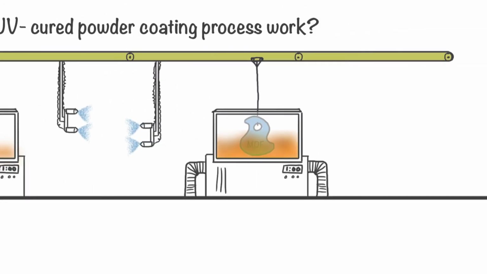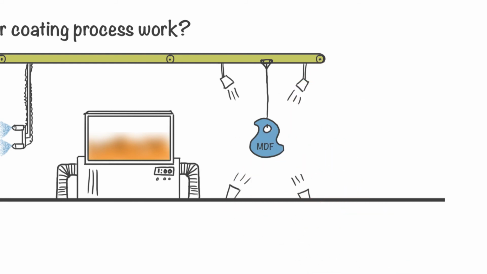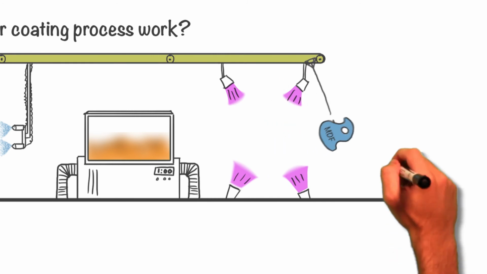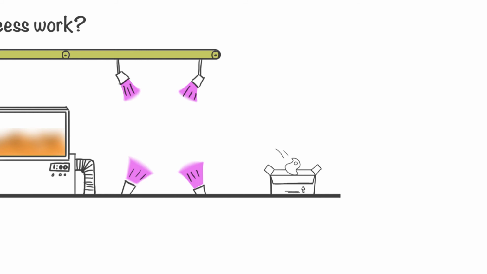Fifth, we melt and flow the powder for 1 minute, giving it an even and consistent finish. Sixth, we cure each part in seconds with ultraviolet light. UV curing, a photochemical process, uses high-intensity ultraviolet light to instantly cure coatings. Seventh, we unload and inspect each part and then pack and ship the finished parts to you.